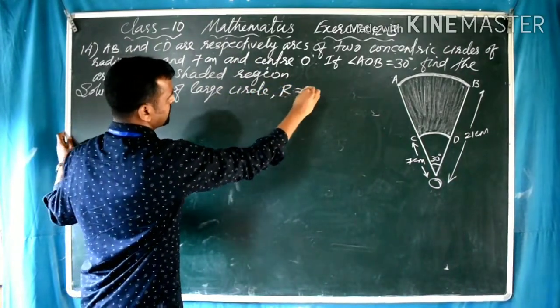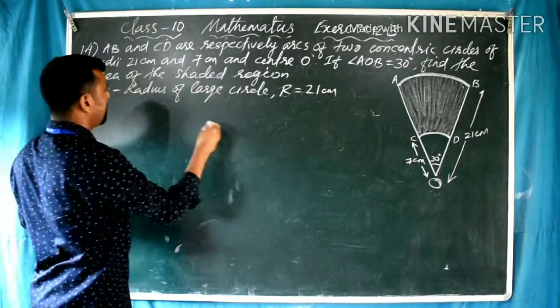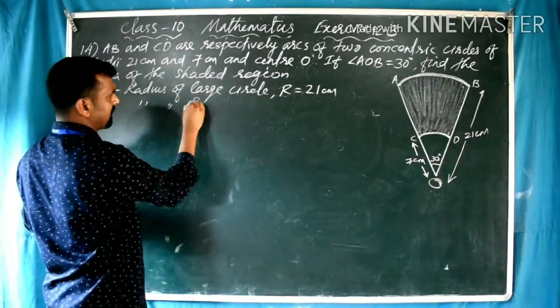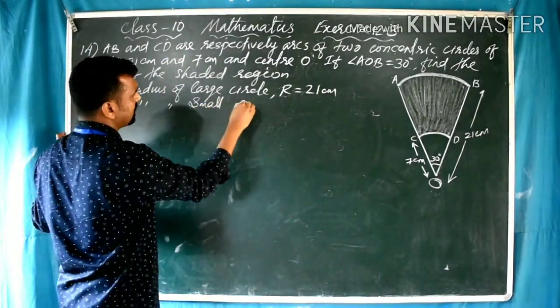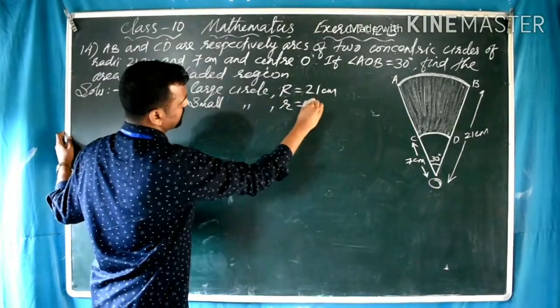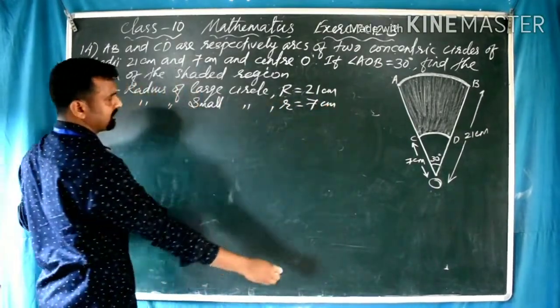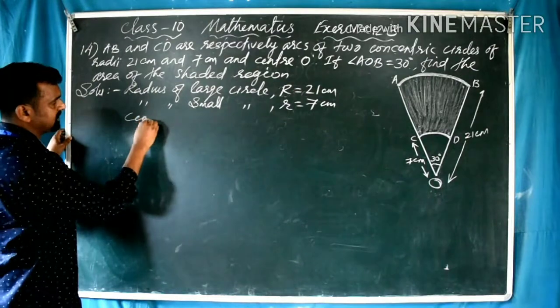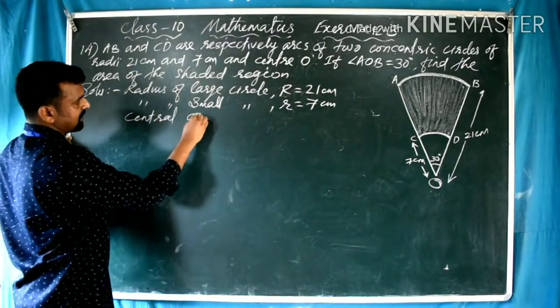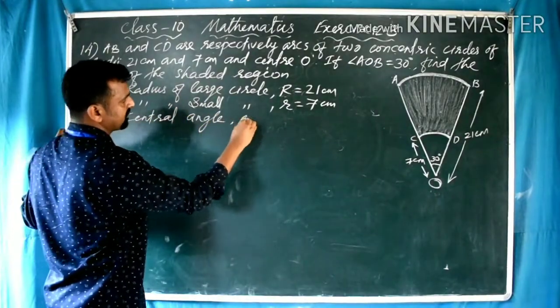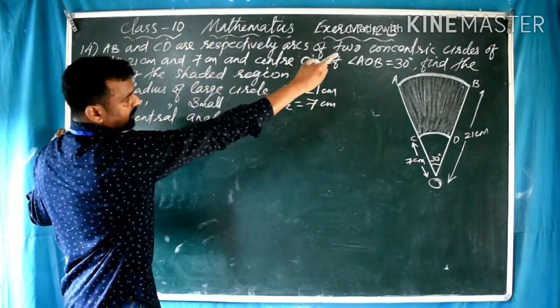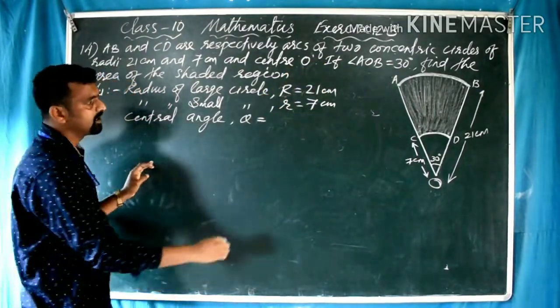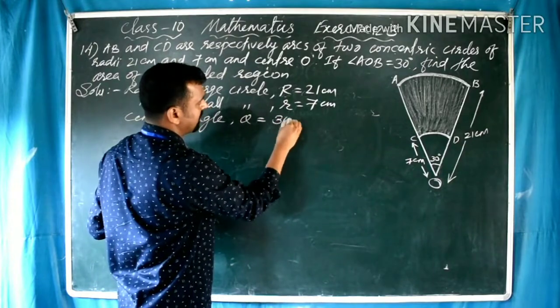Capital letter R, the radius of the large circle, is equal to 21 centimeter. Radius of small circle, small letter r, is equal to 7 centimeter. Central angle theta: given that angle AOB is equal to 30 degree, so central angle theta is equal to 30 degree.